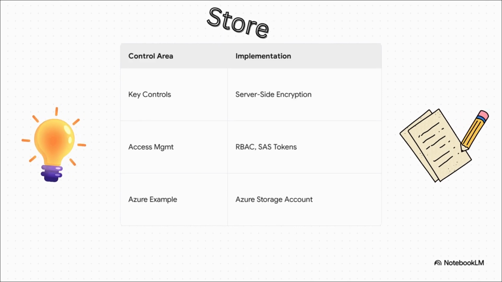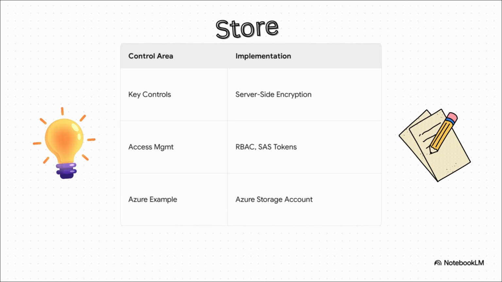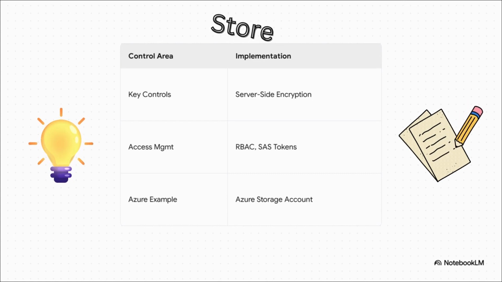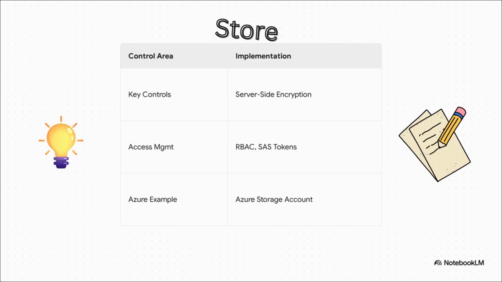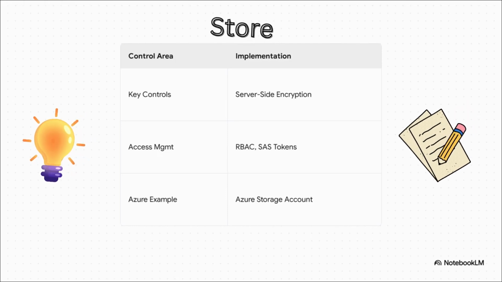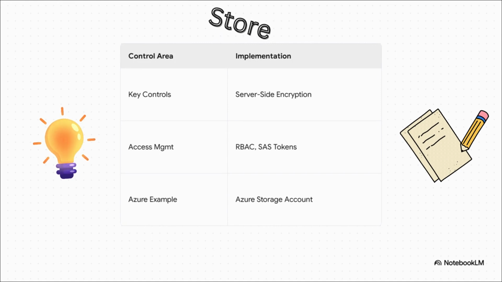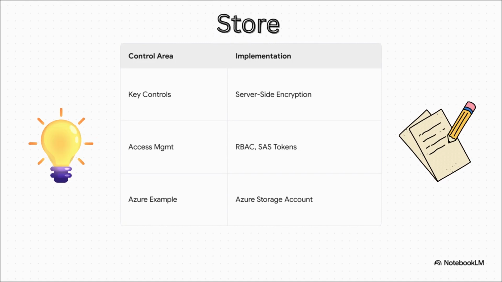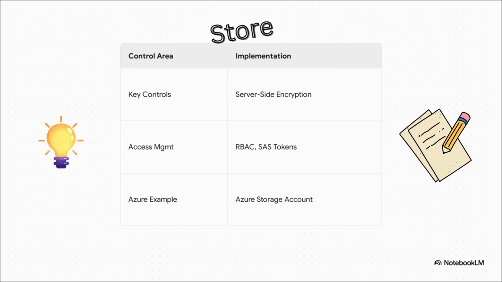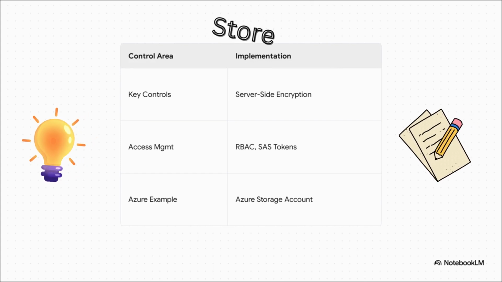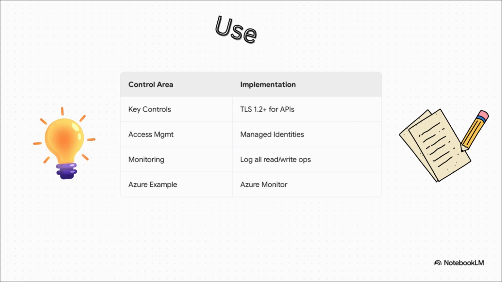Okay, next up, the store phase. Once data exists, it needs a safe home. The big goal here is what we call encryption at rest. It's like locking your data inside a digital vault. Azure Storage pretty much handles that for you automatically. But we add extra guards, like firewalls, to make sure only the right people can even get near the vault's door.